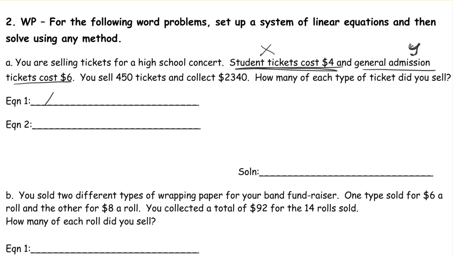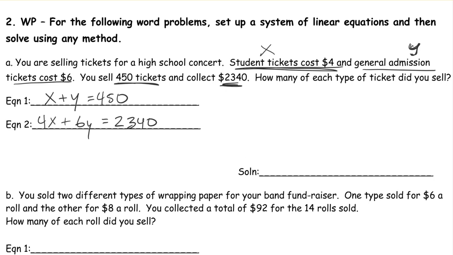So we do X plus Y, and how many tickets did we sell? We sold 450, right? And now student tickets cost $4, so that's going to be 4 times X, $4 for every X student tickets that we sell, plus general admission tickets cost $6, so that's 6 times y. And how much did we sell? We sold $2,340 worth. So those are our two equations.